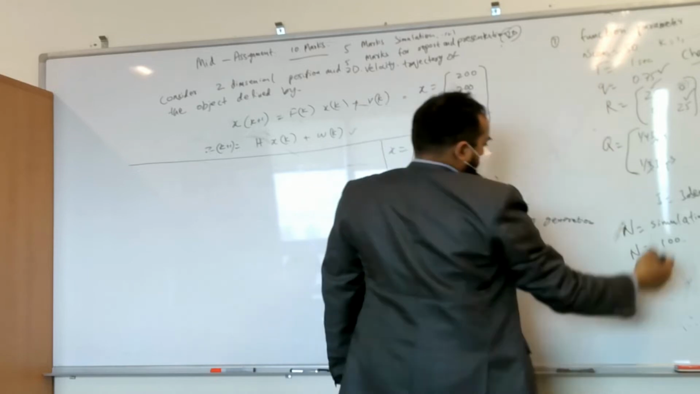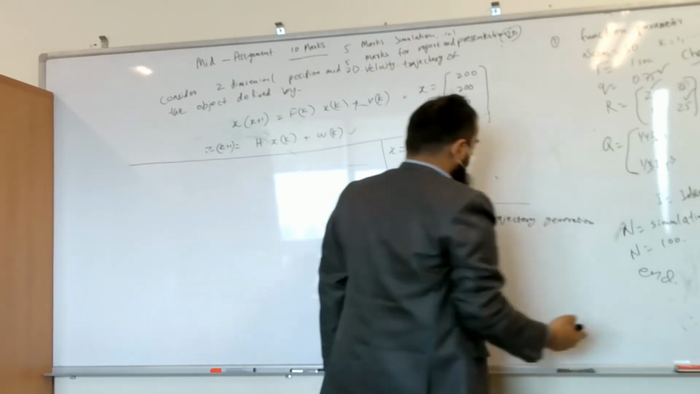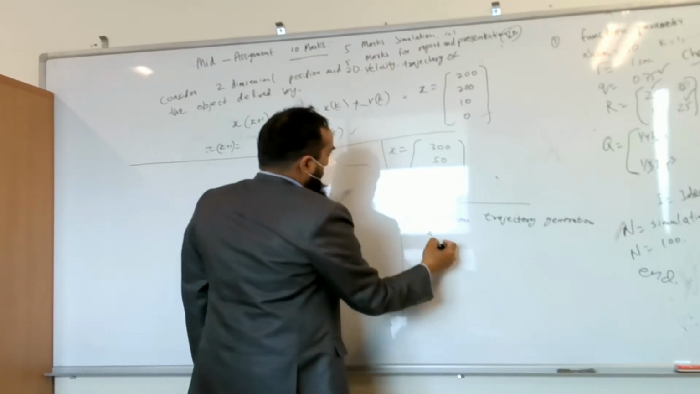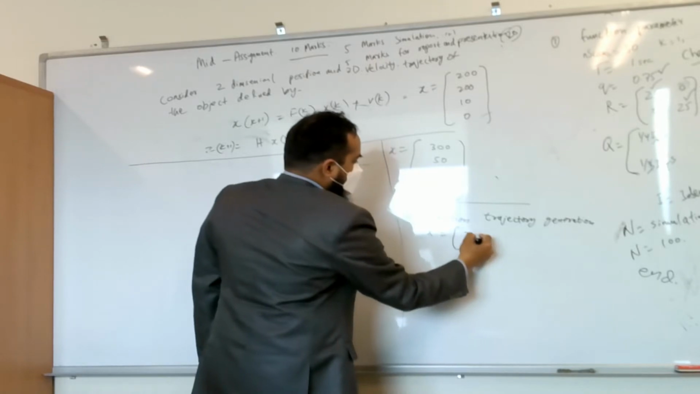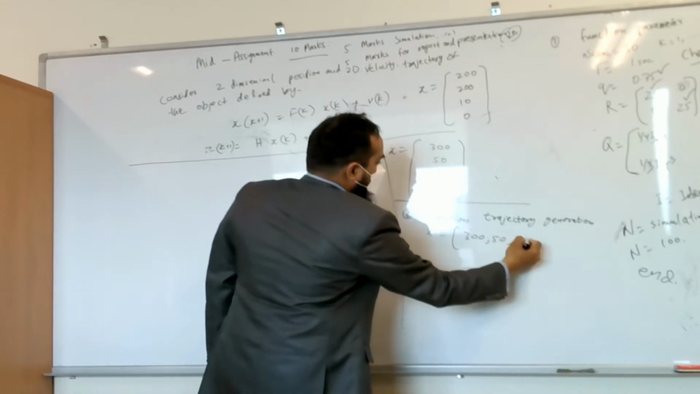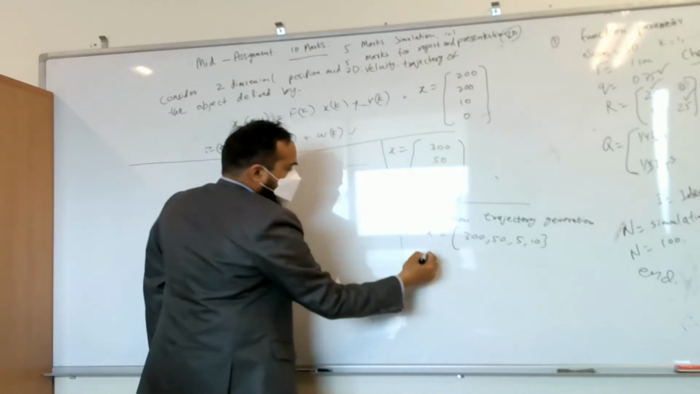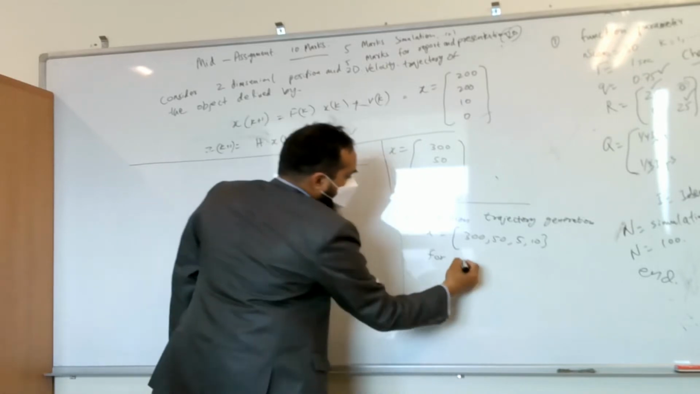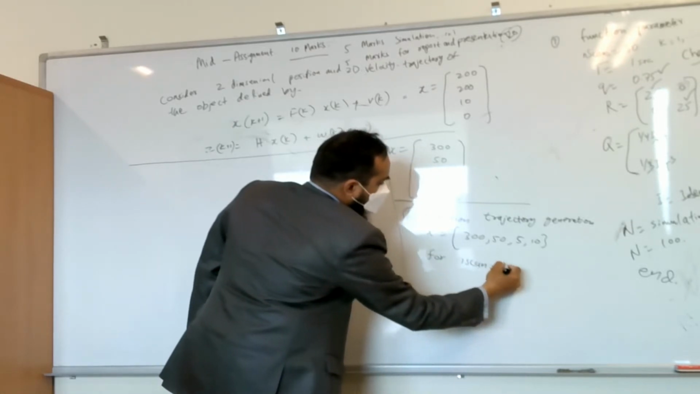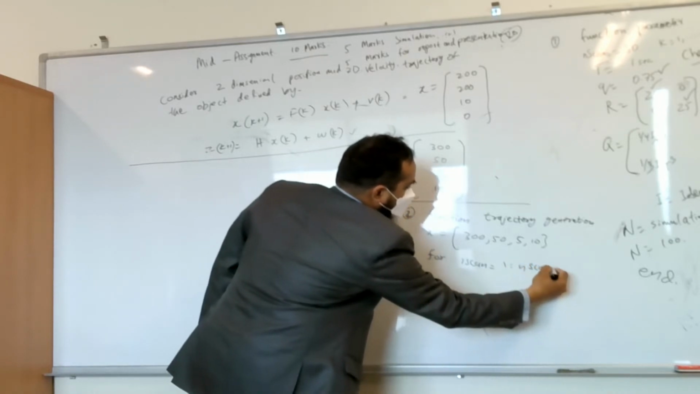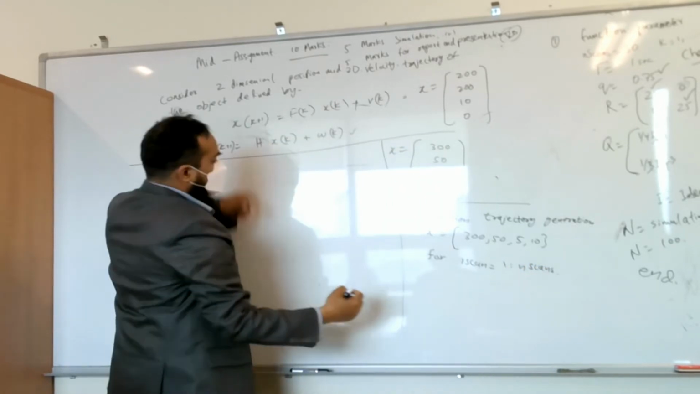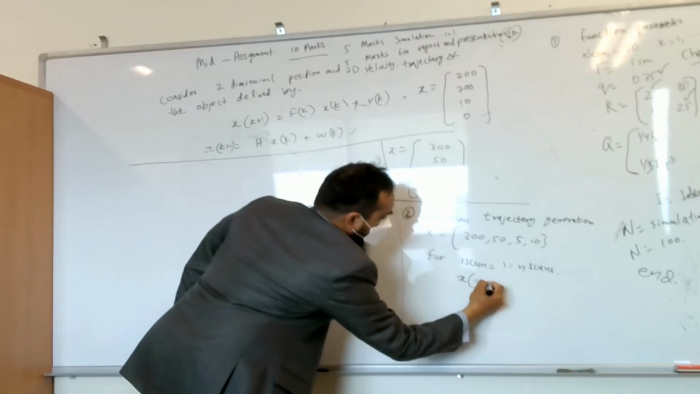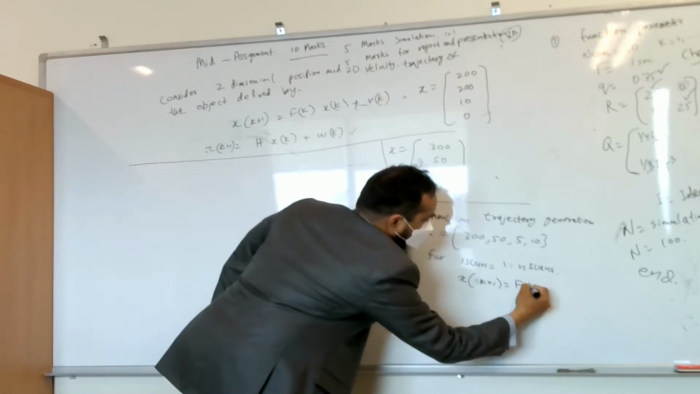Here is the first function, and the second function is trajectory generation. Suppose you choose this one, 355 and 10. Then you have to apply this for i scan 1 to n scan. Use this formula: x of k plus 1 equals f of x of k.